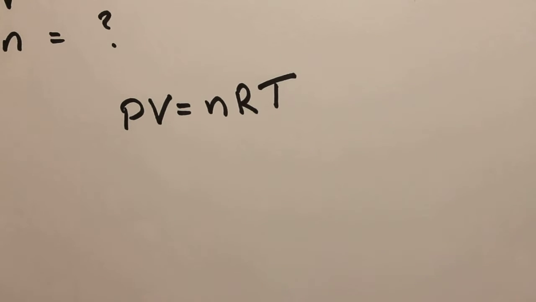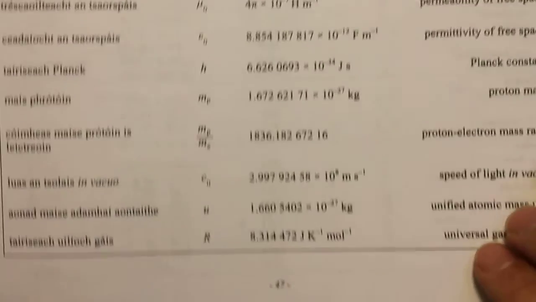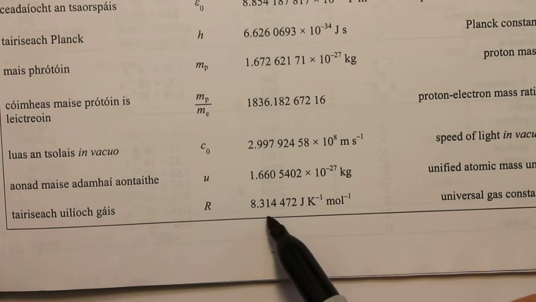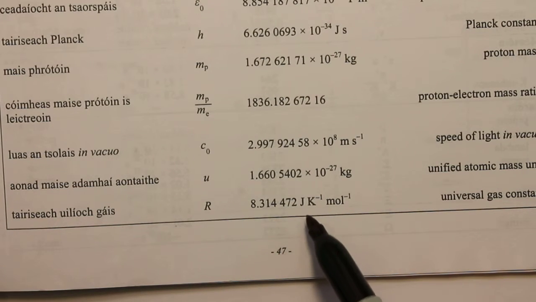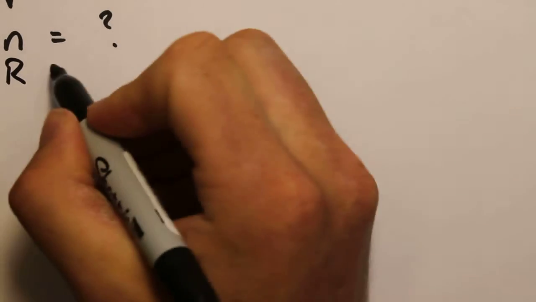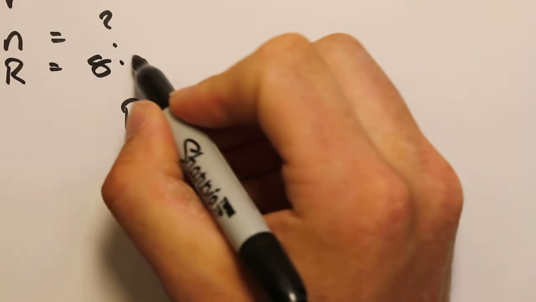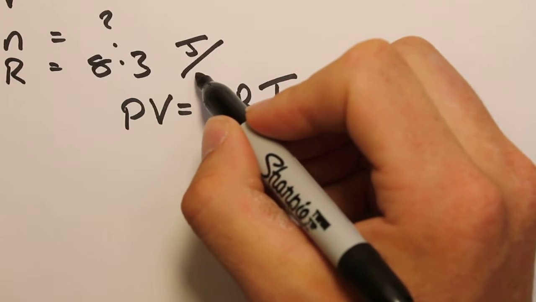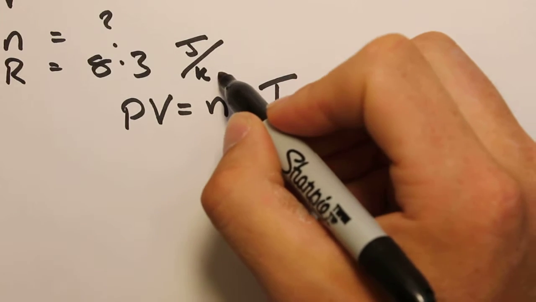So now we have to go find R in our formula and tables booklet, and this is on page 47. R is equal to 8.3, we can ignore the decimal places thereafter, joules per Kelvin per mole. So R is equal to 8.3 joules per Kelvin per mole.